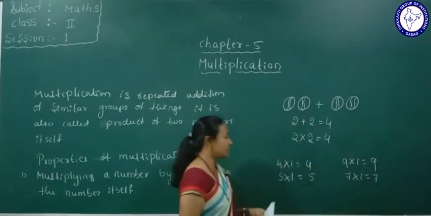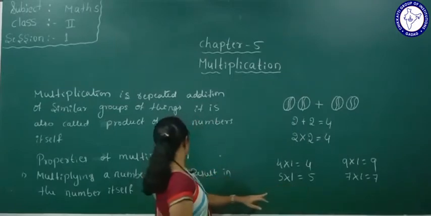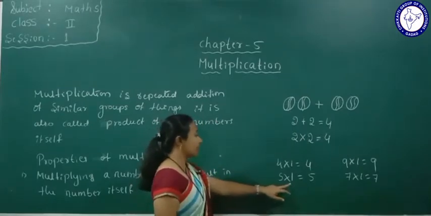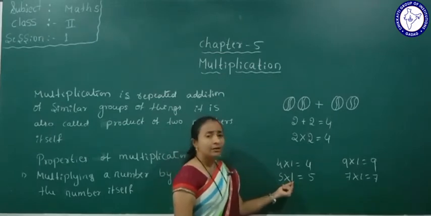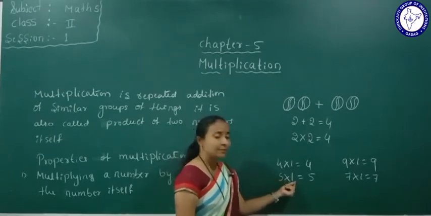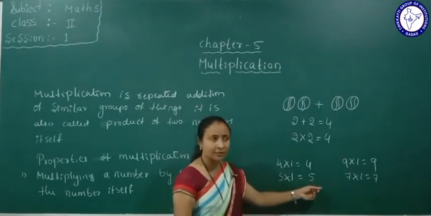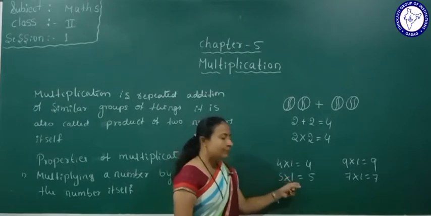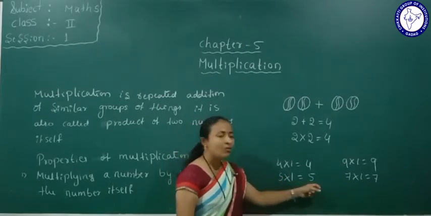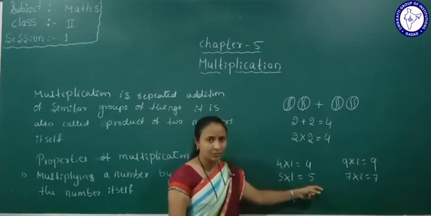Yes students. So which one? The 1, that is the number we multiply by. So any number multiplied by 1, we get the number itself only. Any number we multiply by 1, we get the same number, the number itself only. Understood this one? Okay.